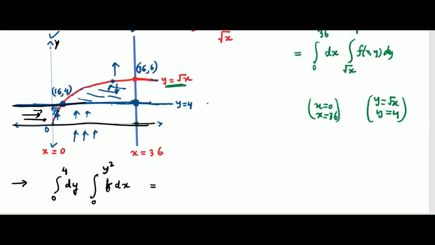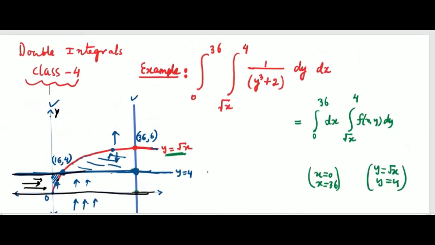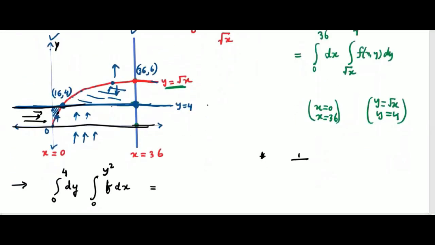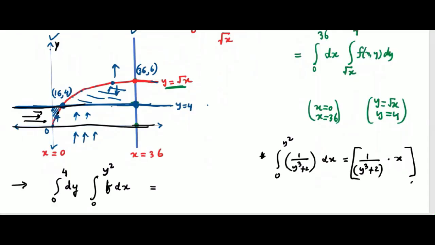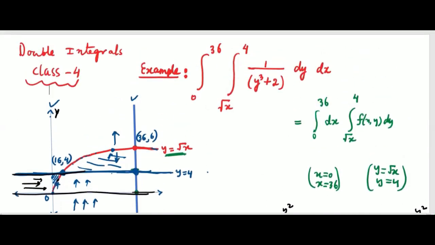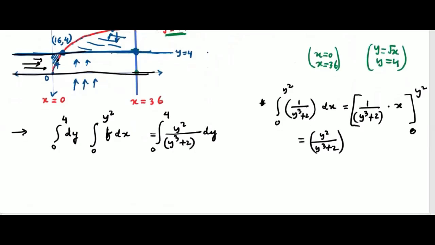Okay. So now you try to integrate with respect to x this function, whatever is there: 1 by (y cubed plus 2) dx, with limits of x from 0 to y squared, right? So this is a constant now. Integration of dx is x, and x between 0 to y squared. So first put y squared here. It became so easy, right? Now finally we got this with respect to y.